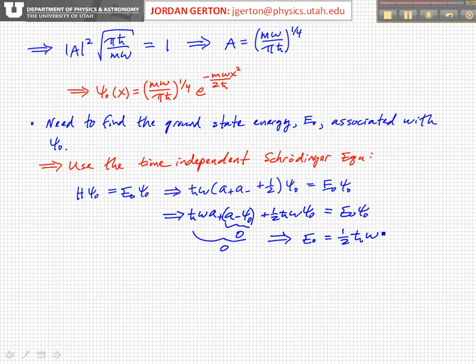where, if you remember, omega is related to the spring constant, the stiffness of the harmonic oscillator potential, and the mass. Omega is equal to root k over m, where k is again the spring constant. And so we have found the ground state energy for the harmonic oscillator potential.